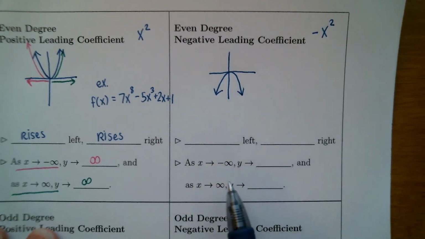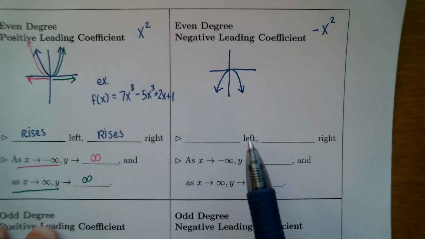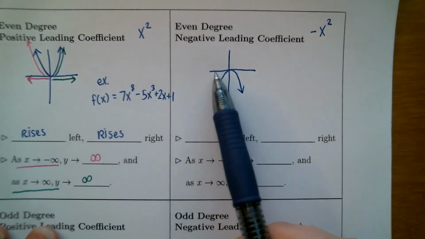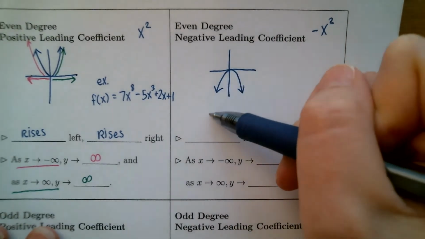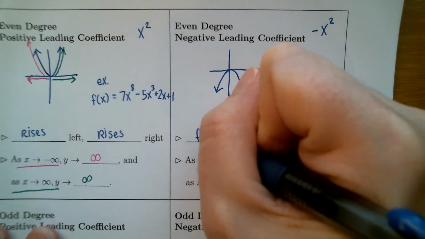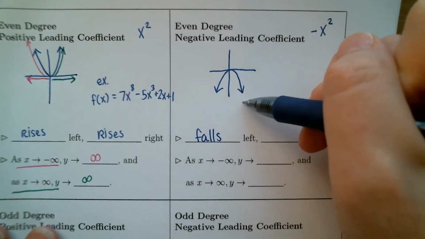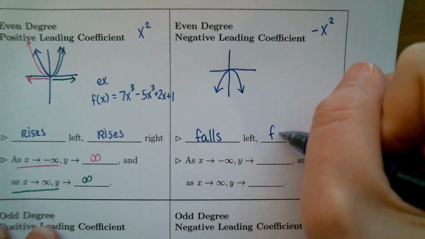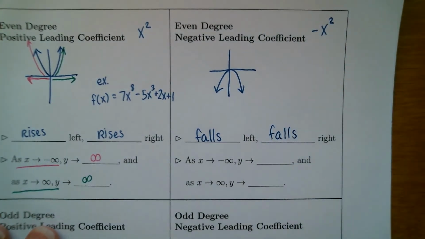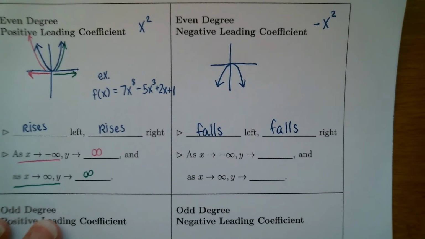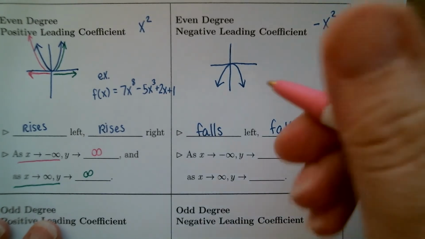All right, so again, any polynomial that is even degree with a negative leading coefficient is going to behave this way, okay? So let's do the everyday language first. Here's the left side. What is happening? Well, it's falling. So it falls to the left, and then what happens on the right side? It's again falling. So this guy falls left, falls right. So now let's try to fill in the mathy part. Again, you have to look in both directions.